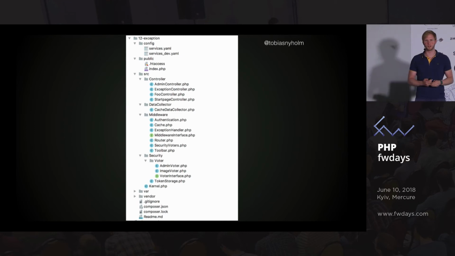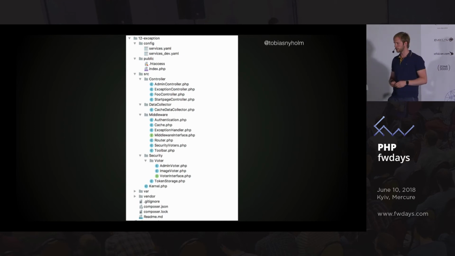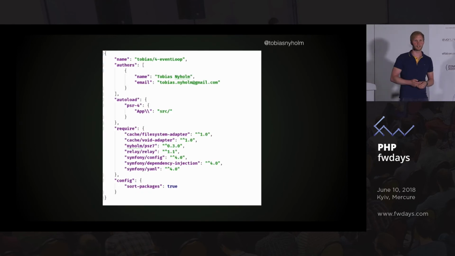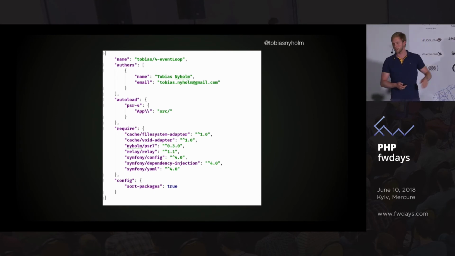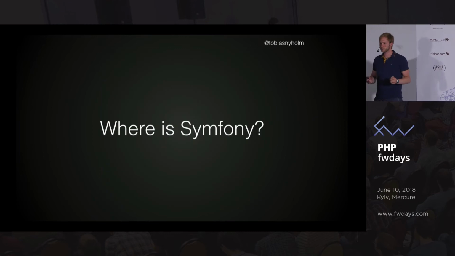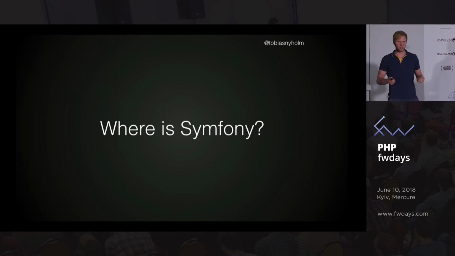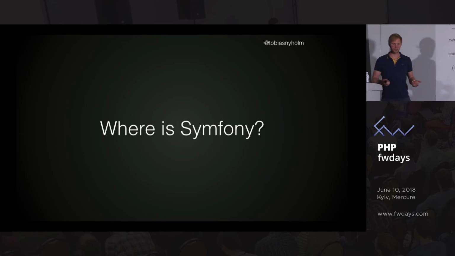There's basically nothing new here. This is my full project, and my composer.json file looks something like this. I had added some cache and added some fancy PSR-7 implementation and some other stuff. And you could be asking now, where is Symfony? I've been talking now for a good 30 minutes, but where is Symfony?